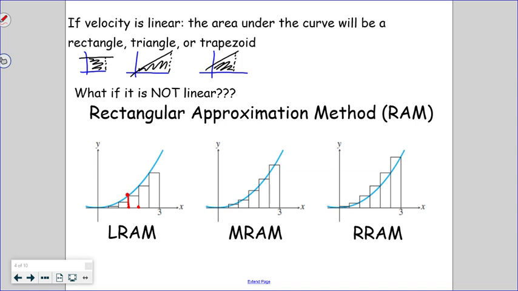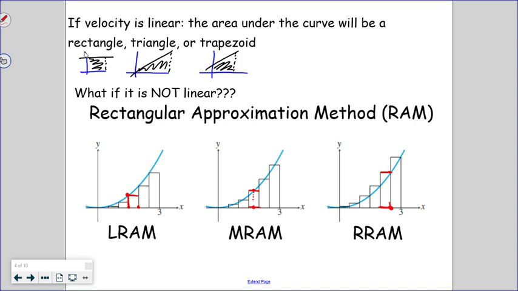When it hits the curve, that becomes the height of our rectangle. RRAM says, okay, if this one's my rectangle, when the right-hand side of it hits the curve, that becomes the height of the rectangle. And MRAM stands for midpoint. So wherever the midpoint is, I follow that up, and when it hits my curve, that becomes the height of my rectangle. So it's telling us which part of that.